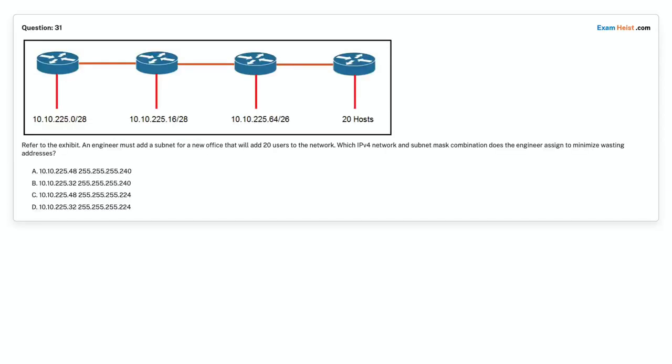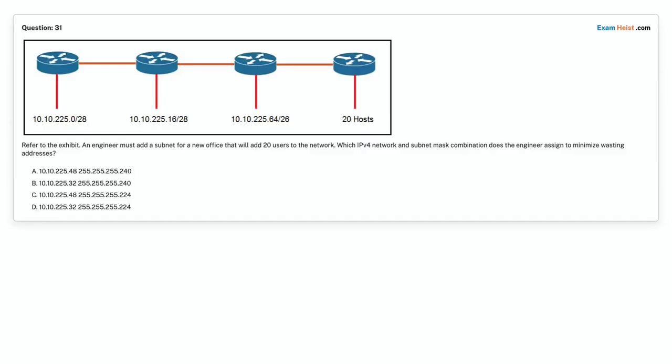Question 31. Refer to the exhibit. An engineer must add a subnet for a new office that will add 20 users to the network. Which IPv4 network and subnet mask combination does the engineer assign to minimize wasting addresses?